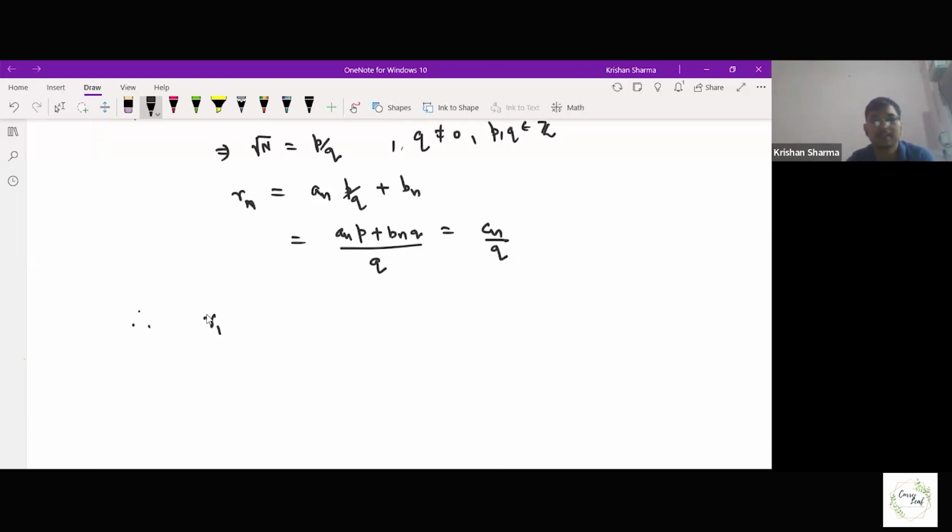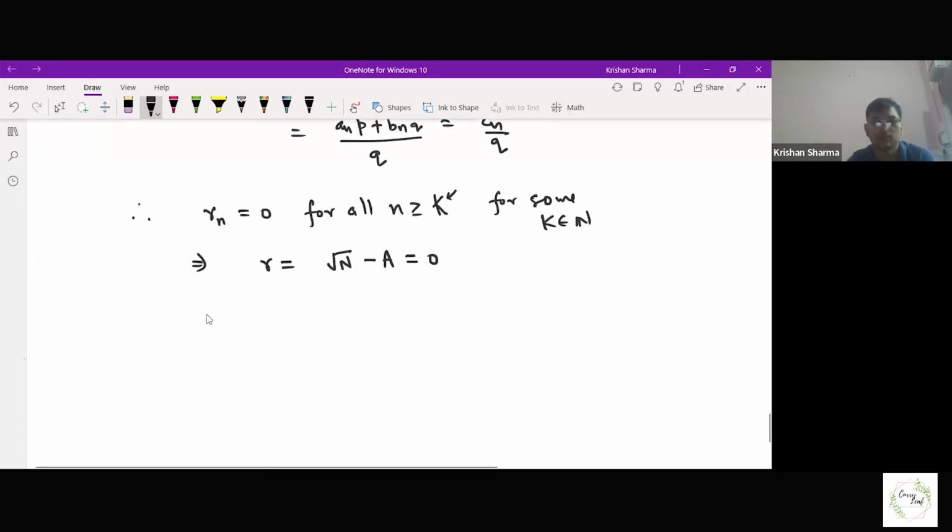Therefore, Rn is equal to 0 for all n greater than or equal to capital N here. I can call it k because I already used n here. So for some k belongs to natural numbers, that will imply my r, which I took as square root of capital N minus a, is equal to 0. So that will imply square root of n will be equal to a. Now, coming back to here, we don't know anything about n, so we can't say this is not true.